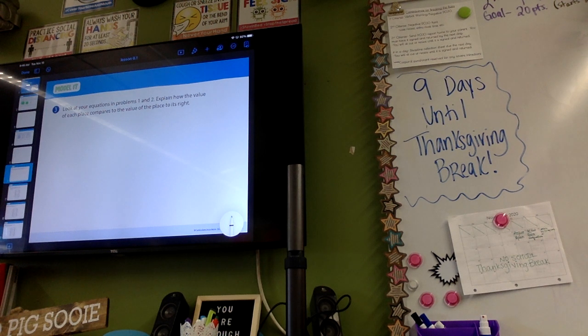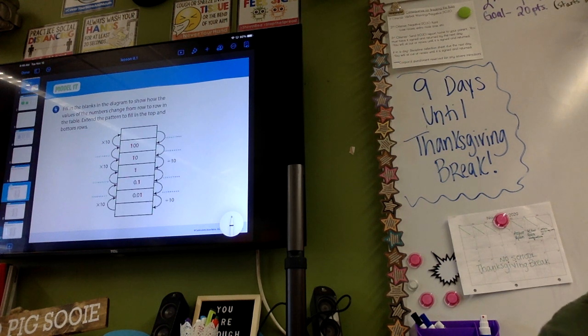So how are they related to each other? How do they compare? 10 times. So it is 10 times the value of the number to its right. So if I multiply 1 times 10, I get 10. If I multiply 2 times 10, I get what? 20. So it's 10 times the number to its right. Okay, we good so far? Hopefully this makes it a little clearer.